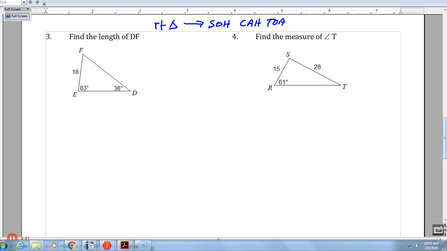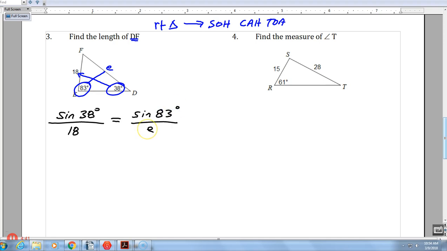So law of sines, I'm looking for pairs. I have an angle and a side, and this is the side I want. We want DF. So I'm going to call it little e because it's across from big E. I set up my law of sines, which says the sine of 38 degrees in relation to the side opposite him should be the same ratio as the sine of 83, the side opposite him.